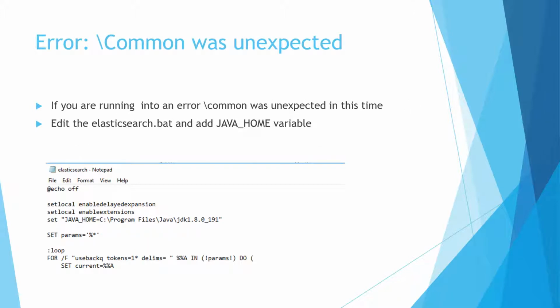If in some case you get an error like "command was unexpected at this time", then it may be a problem with your Java home variable. You may add the Java home variable by setting it to your default JDK location in the elasticsearch.bat before executing it. This will fix the problem.